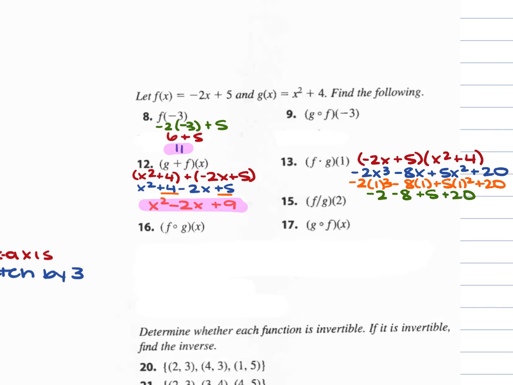So negative 2 minus 8 is negative 10. Plus 5 is negative 5. Plus 20 is 15.